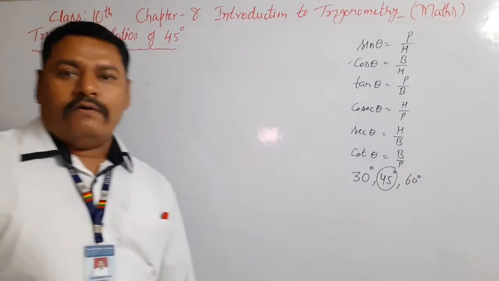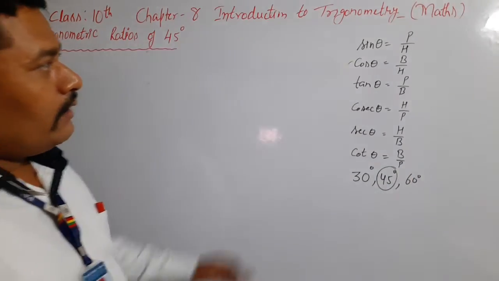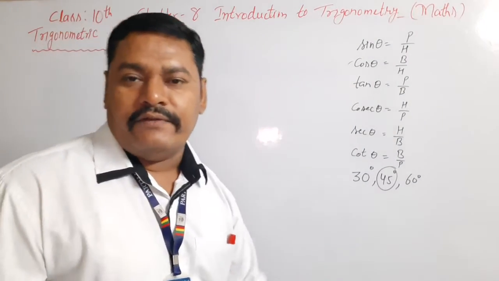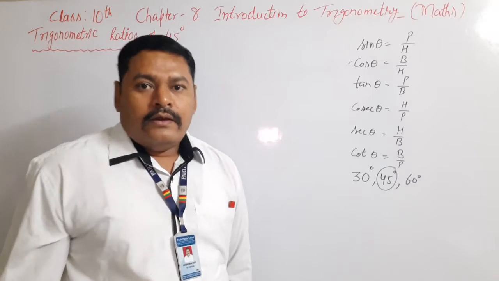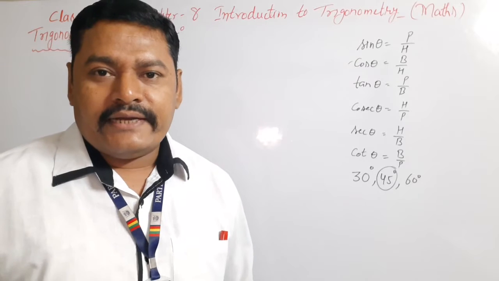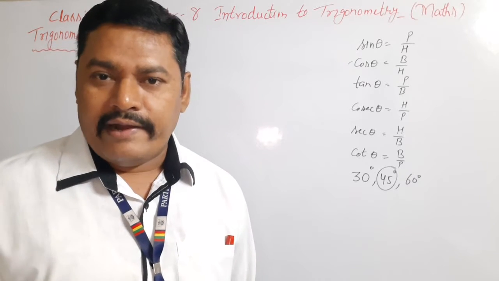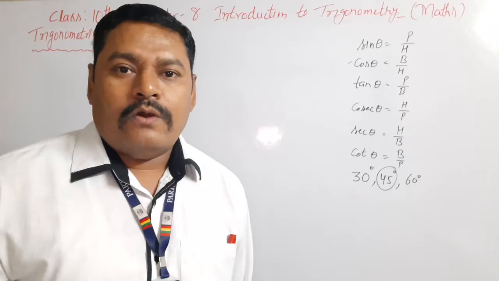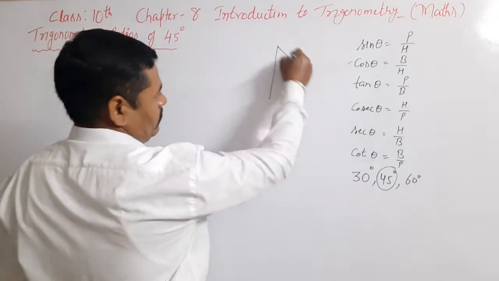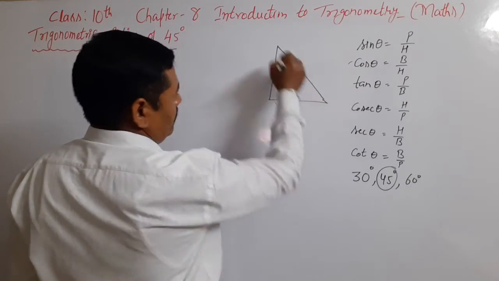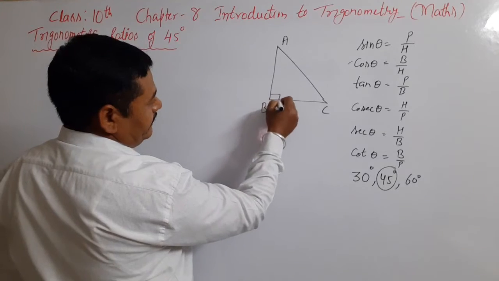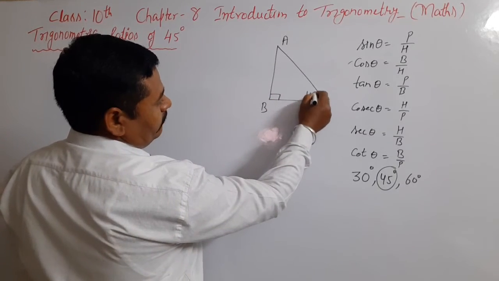Let us start with 45 degree. How to find sin 45, cos 45, tan 45, cosecant 45, secant 45 and cot 45. In order to find sin 45, let us draw a triangle which is a right angle triangle and in which one angle is of 45 degree. This is triangle ABC, right angle at B, angle C is of 45 degree.